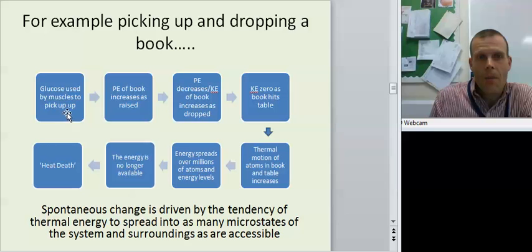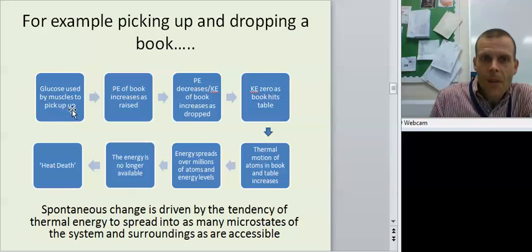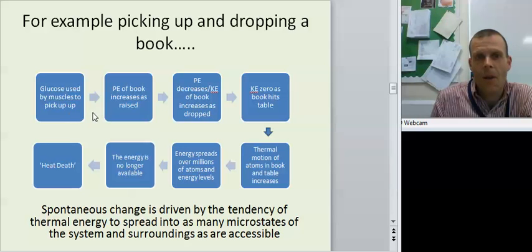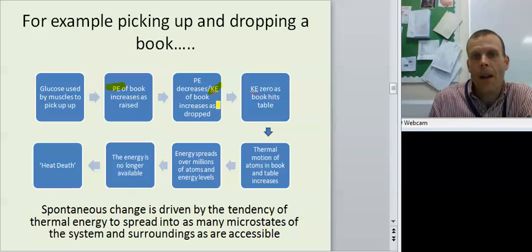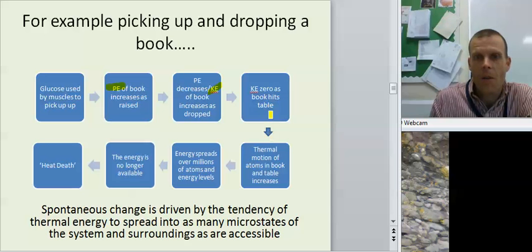So if I pick up a book, then I'm using up some of the chemical energy that's in my body to raise that book off the ground. The book now has potential energy because of its position. And if I drop it, then it suddenly starts moving, and it has kinetic energy due to its motion. Once it then hits the table, kinetic energy goes to zero because it stopped moving, but that energy needs to be transferred somewhere, and so it's going to be in thermal motion of atoms in the book and the table.